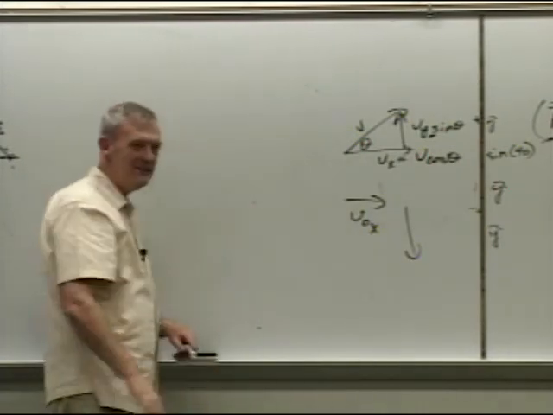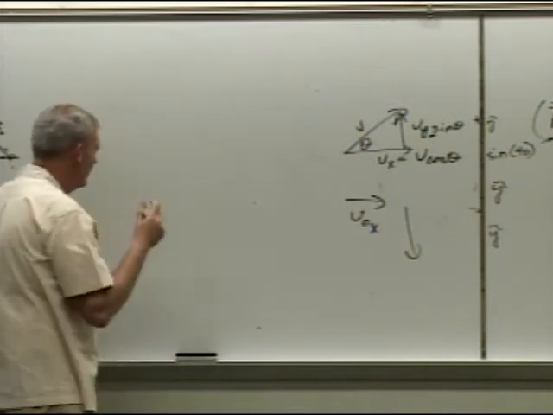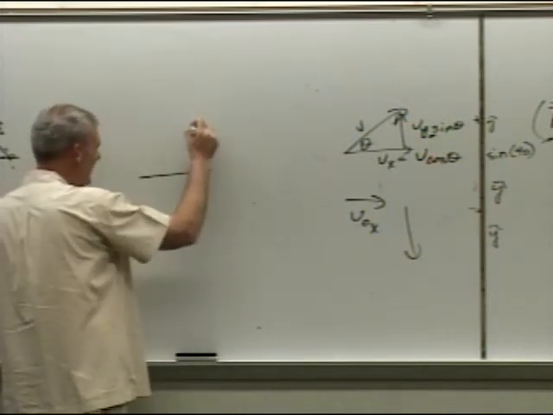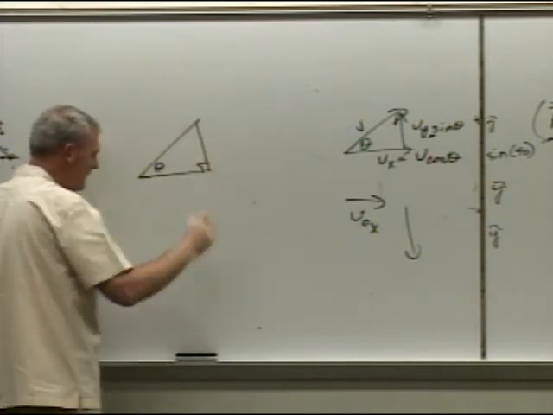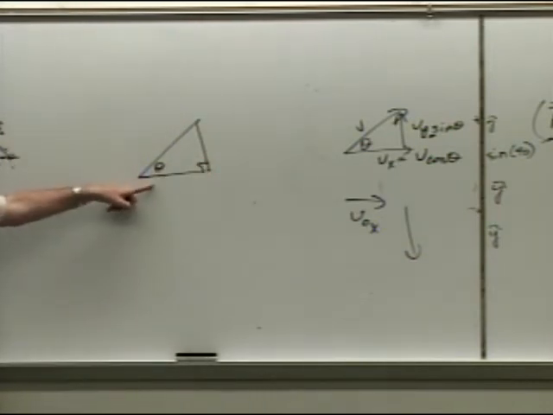Now, one last thing on trig. Well, it happened. Angle theta here. What would happen to this angle theta if I doubled this leg and I doubled this leg? What would happen to the theta?